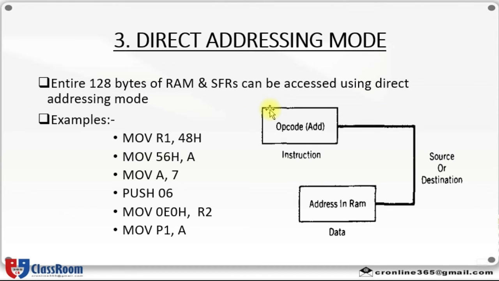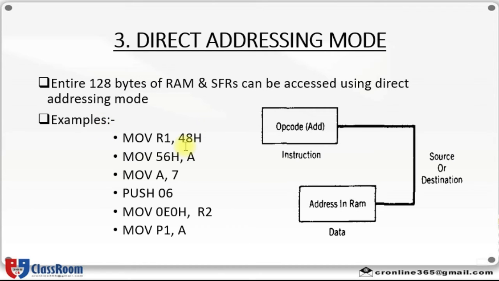In direct addressing mode, data is in a specified RAM memory location whose address we already know, and this address is given as a part of the instruction. Direct addressing mode uses the entire 128 bytes of RAM and SFRs. So the address will be in this RAM location, and the opcode also can be an address that can be accessed by using these instructions.